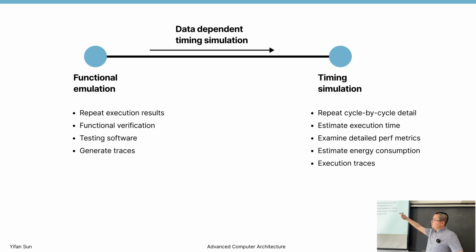If you don't do functional emulation, your timing simulation will never know how many times you need to execute this loop and cannot provide a reasonable timing estimation of a program. That's why we typically need to feed in the data from a functional emulator, then do data-dependent timing simulation and eventually get the timing result.